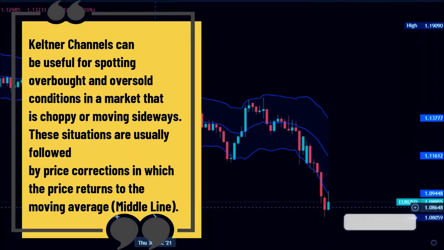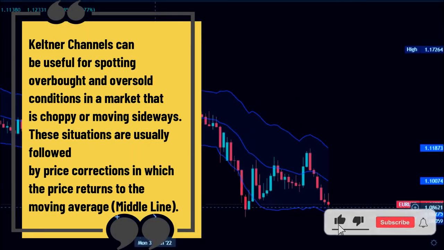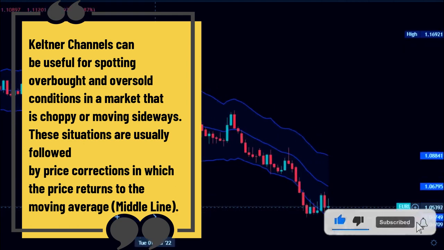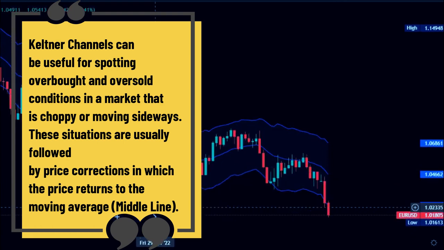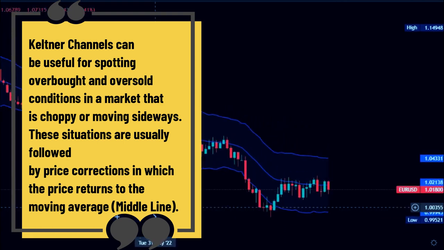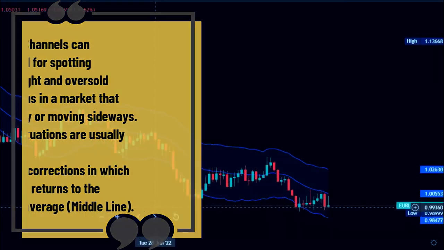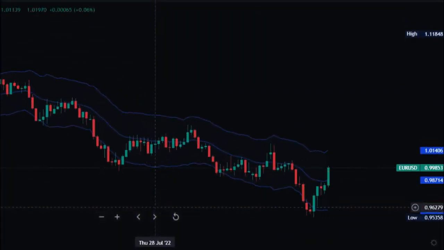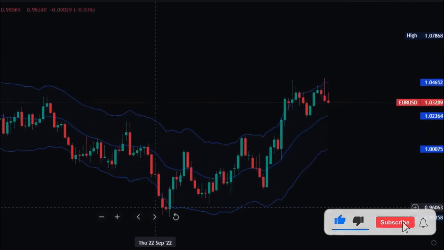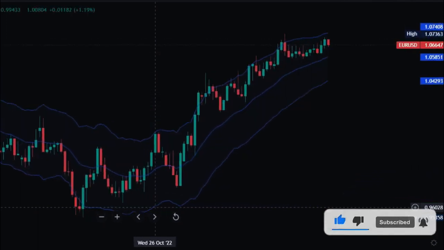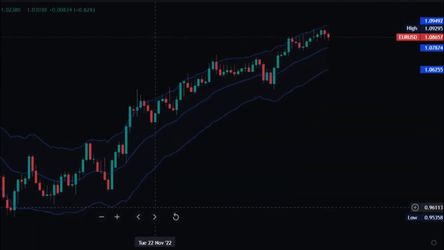Second, overbought and oversold. Keltner Channels can be useful for spotting overbought and oversold conditions in a market that is choppy or moving sideways. These situations are usually followed by price corrections in which the price returns to the moving average. And also, the distance between the upper and lower bands can reflect market volume. A greater distance between the bands suggests increased volume. However, a smaller distance indicates lesser volume.